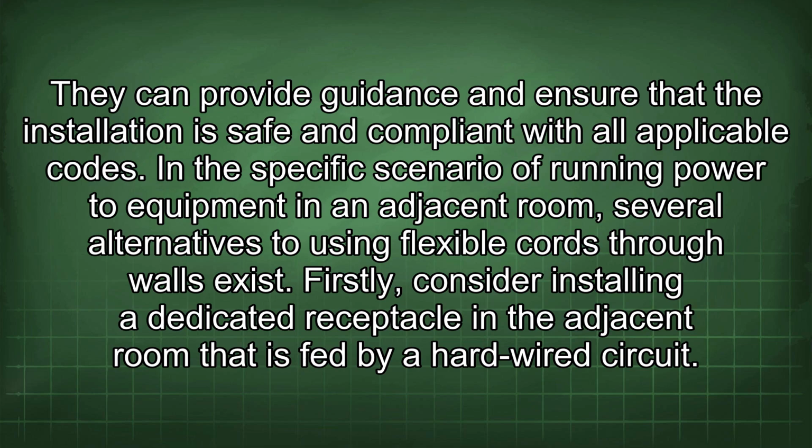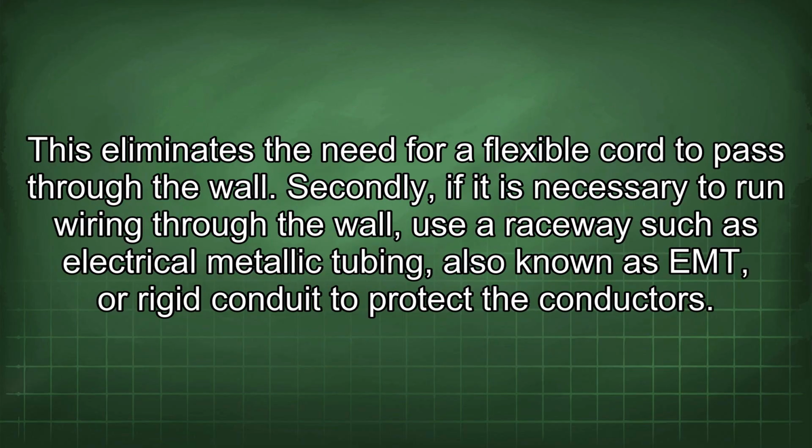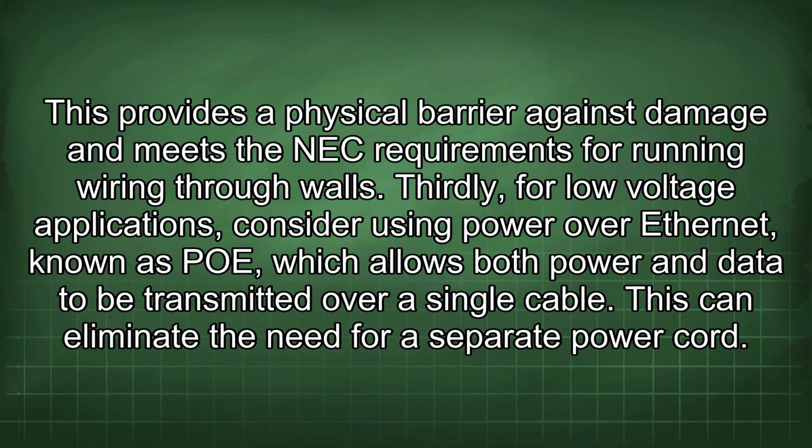In the specific scenario of running power to equipment in an adjacent room, several alternatives to using flexible cords through walls exist. Firstly, consider installing a dedicated receptacle in the adjacent room that is fed by a hardwired circuit. This eliminates the need for a flexible cord to pass through the wall. Secondly, if it is necessary to run wiring through the wall, use raceways such as electrical metallic tubing, also known as EMT, or rigid conduit to protect the conductors. This provides a physical barrier against damage and meets the NEC requirements for running wiring through walls.